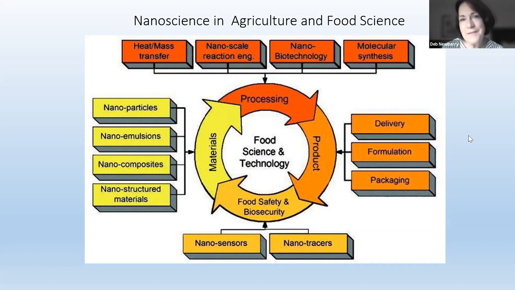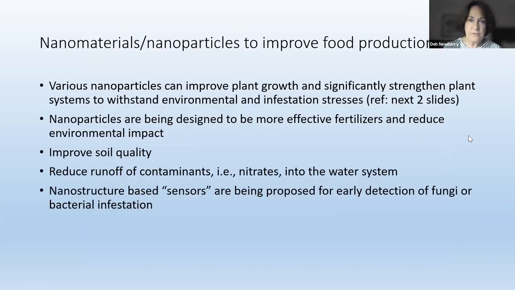And anyway, by this time, as I've been talking, I'm sure that you've read the different texts on the different boxes. But the idea here is that nanotechnology has applications and the potential to impact agriculture and food science at many, many different levels. So if we start looking at nanomaterials and nanoparticles to improve food production, I'm not going to read these words to you, but plant growth.